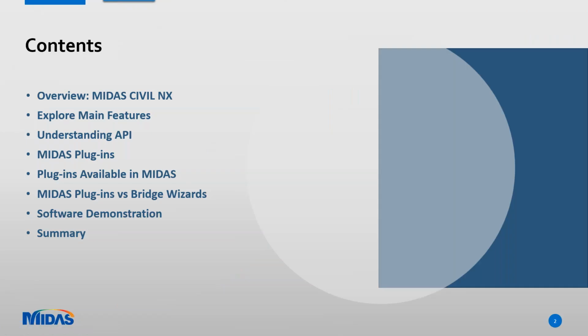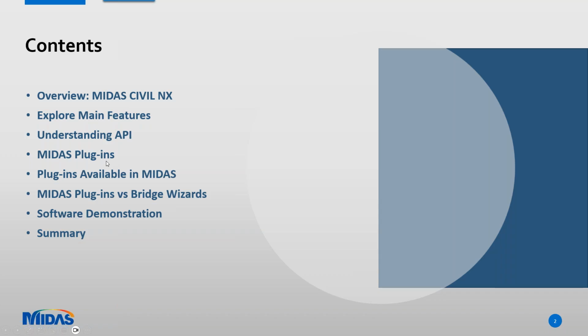Starting with the contents for today's session, first we will discuss the MIDAS Civil Linux software, and what main features we have added into this next generation of MIDAS Civil. Then, what exactly is meant by the API? Many of you already know about the API functionality, but still, if somebody doesn't have the idea, we'll cover what an API is and how it helps us in the structural as well as the bridge engineering field.